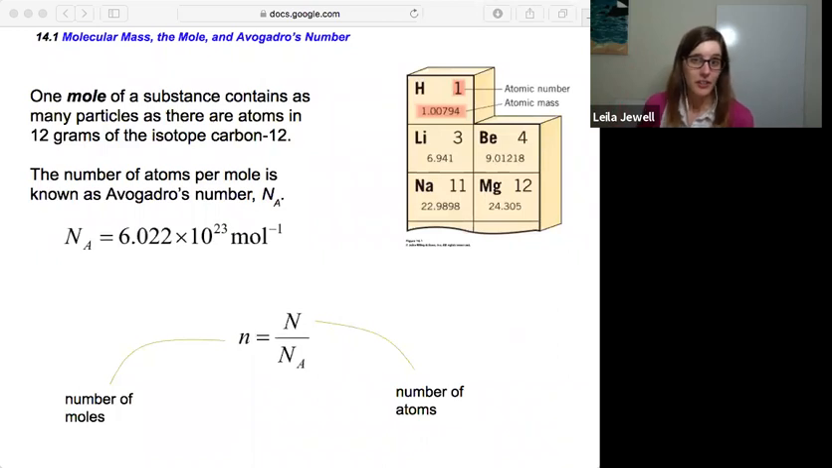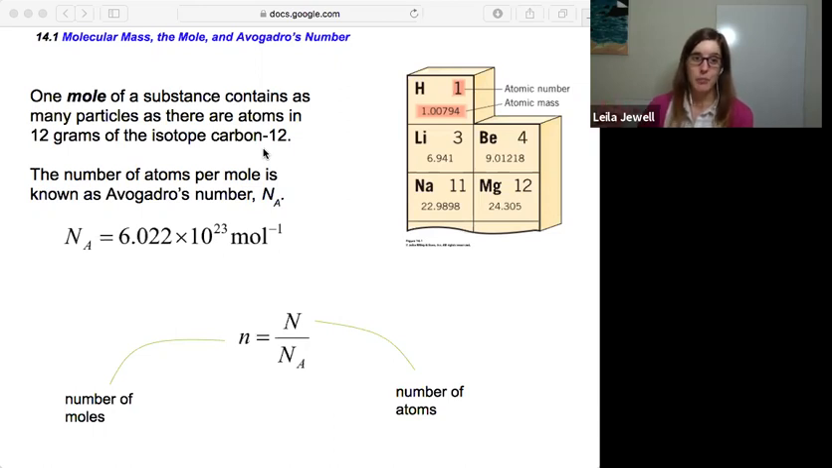Now, another common way to describe molecules and atoms is dealing with something known as the mole. And this is not an earthbound creature. This is another unit, if you will. It's another method of counting. So 1 mole of a substance contains as many particles as there are atoms in 12 grams of the isotope carbon-12. There we have it, another definition based upon carbon-12.